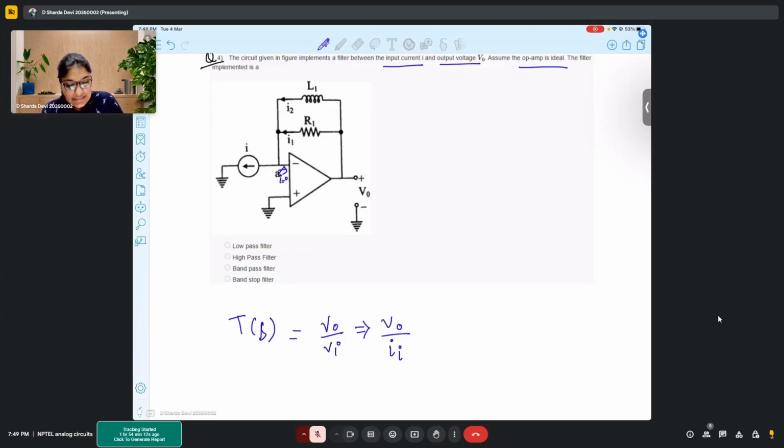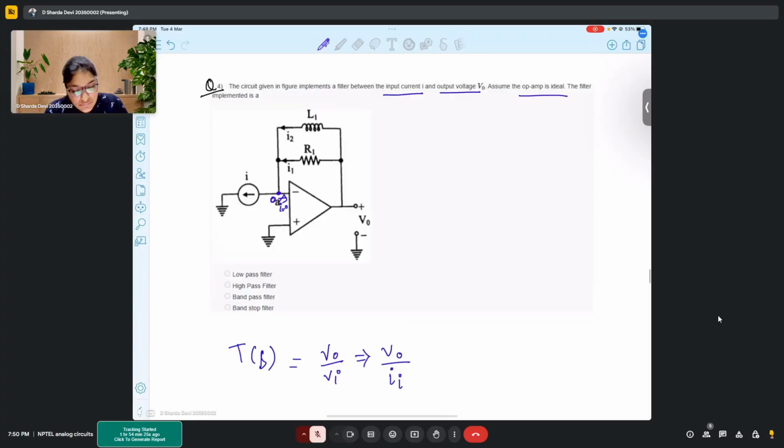Second, we will see the virtual ground concept. Here the voltage is similar to that of this terminal, so this here would be 0. Now, if I write KCL over here, how would my KCL look? I equal to I1 plus I2, correct?